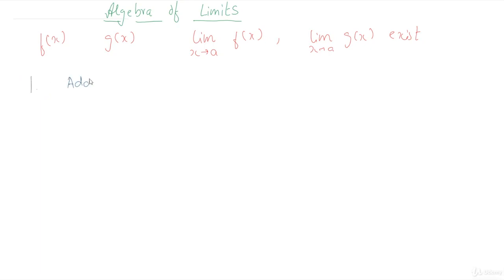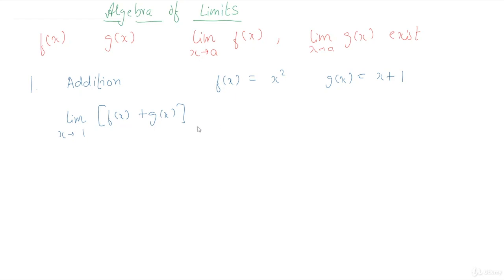I'll be explaining this with an example. Let's say f of x is equal to x square and g of x is equal to x plus 1, and we have to evaluate the limit as x approaches 1 of f of x plus g of x. This function is the result of addition of two functions.